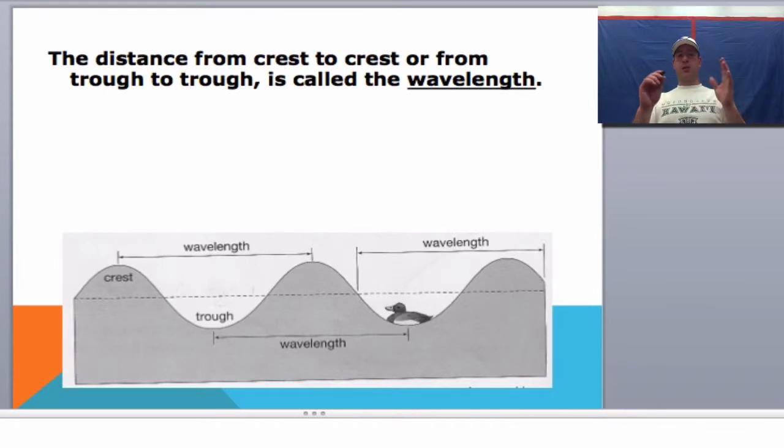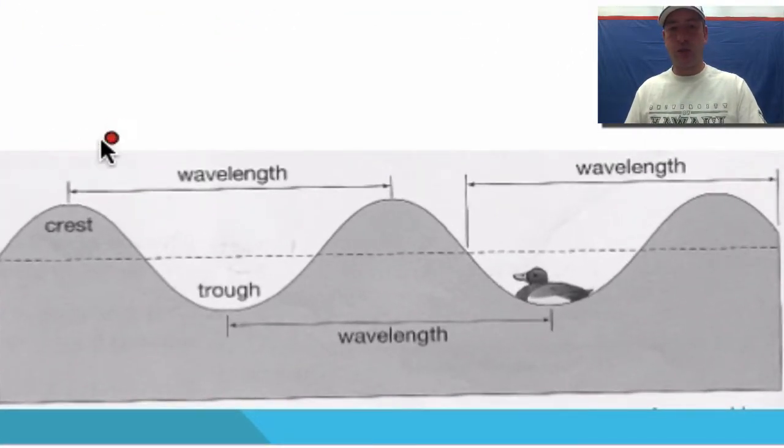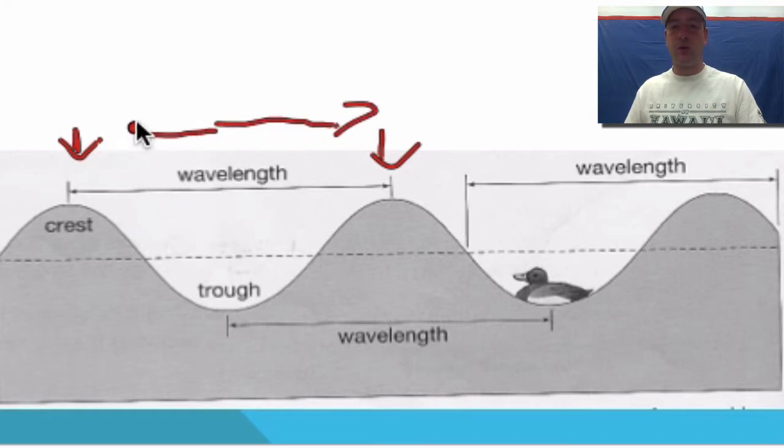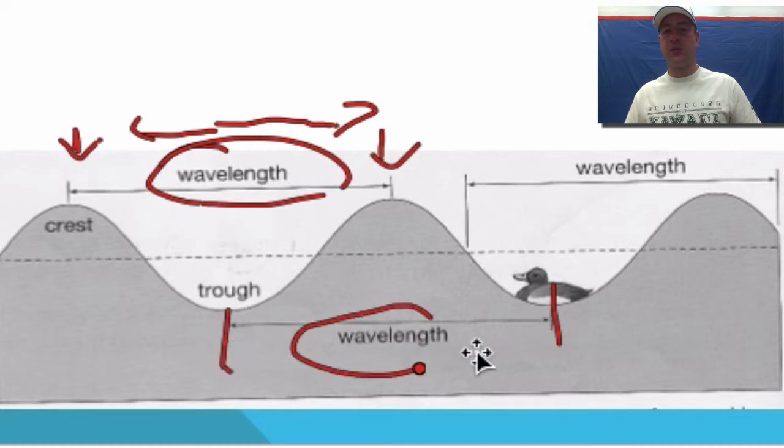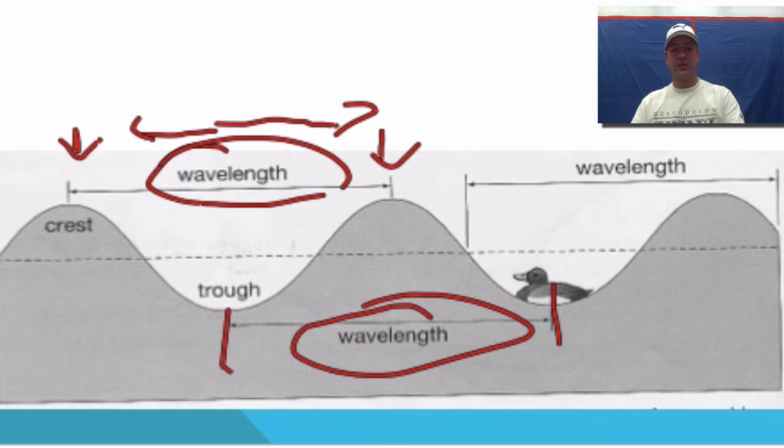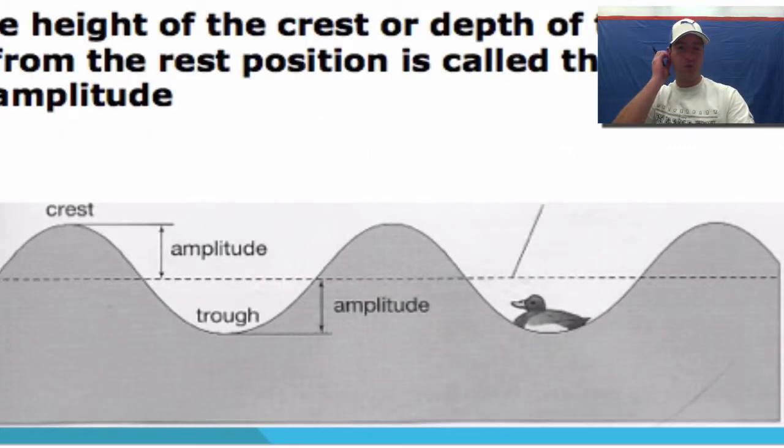The distance from trough to trough, so at the base, is what we call the wavelength, or from crest to crest. So if you just take a look right here, here's the crest, the high point right here. Here's another crest here as well. The distance between those two points is what we call the wavelength. Same thing occurs if we go from trough to trough. So we have one trough here, one trough here, and that is the wavelength. So we can measure these wavelengths moving from trough to trough.